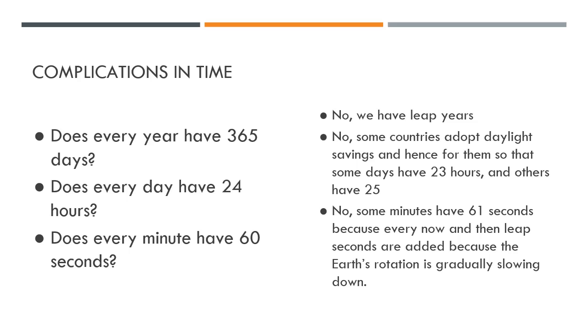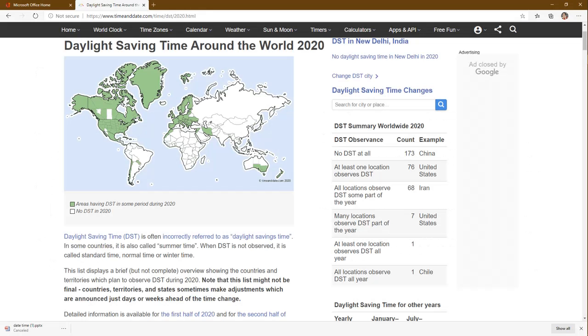Now, handling date and time is not an easy affair. As you can see, we have certain complications. One is the leap year, the other one is certain days. Certain countries have DST, that is daylight saving time concept, and they move the clock backward or forward on certain specific days. So basically it becomes 23 hours or 25 hours per day.